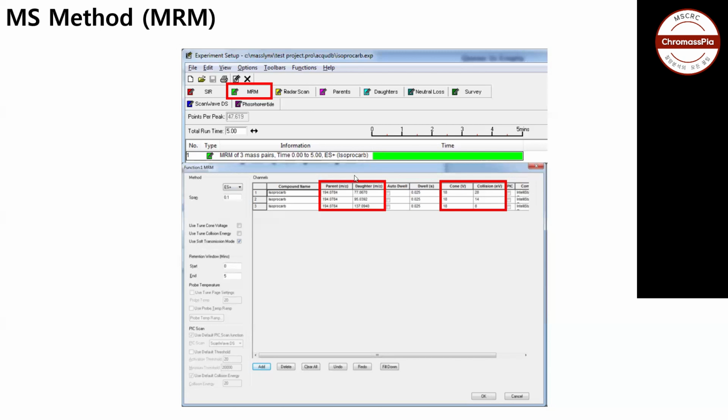So as you can see, when we put in these three isoproc parent and daughter scans in here, we can check it here: MRM of three mass pairs on time 0 to 5. So just put in the chemicals that you want to quantify, and their parent ion and daughter ion masses, cone voltage, and collision energy.